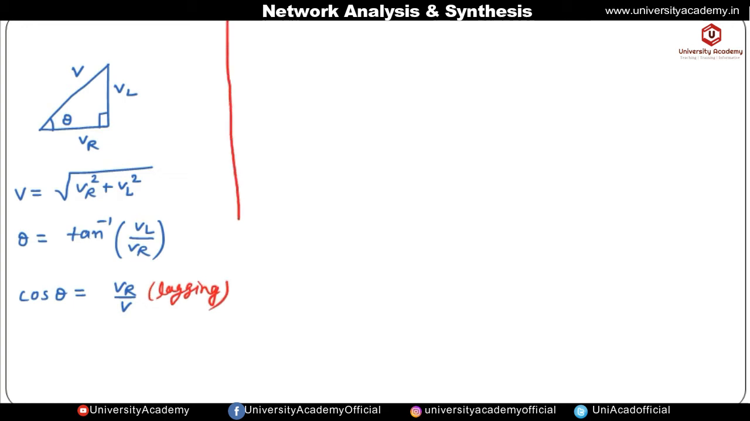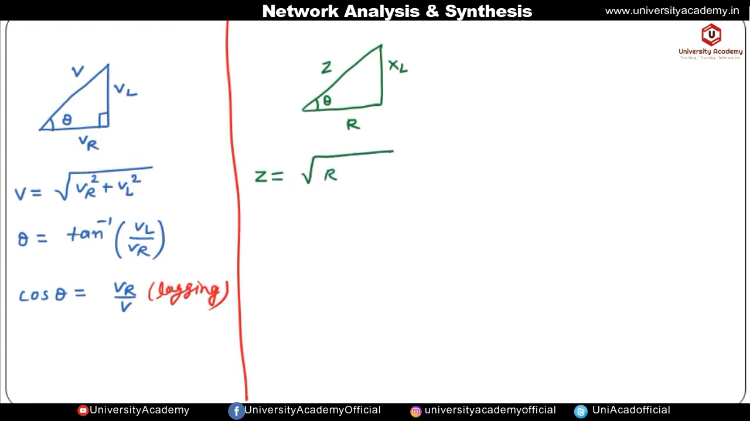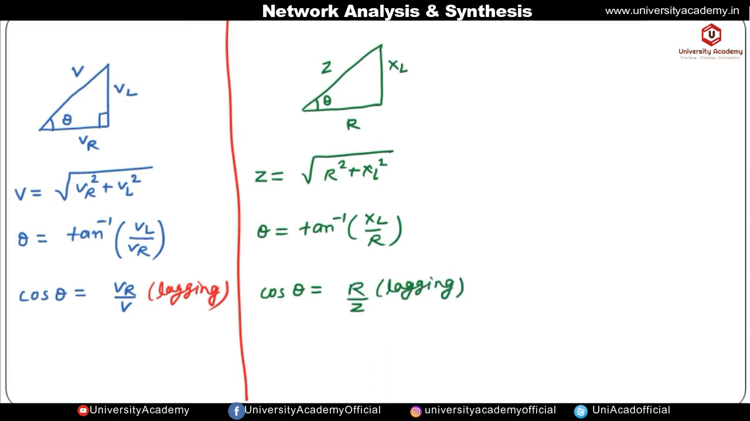Now this is the voltage triangle. Now if we draw the impedance triangle, then because of VR, here we will have resistance R, and because of VL, here we will have XL. And for the total voltage, this is impedance Z and this is angle theta. So from here we can find the value of Z, which is given by square root of R square plus XL square, and theta is given by tan inverse of XL by R. And if we calculate the power factor, which is cos theta, it will be given by R by Z. So this power factor is lagging because of the RL circuit.